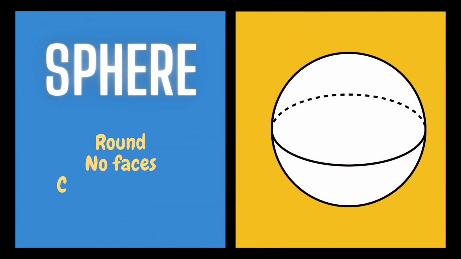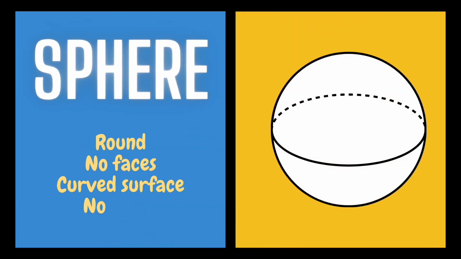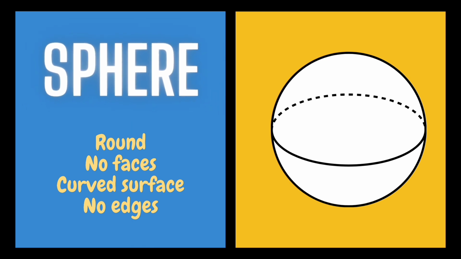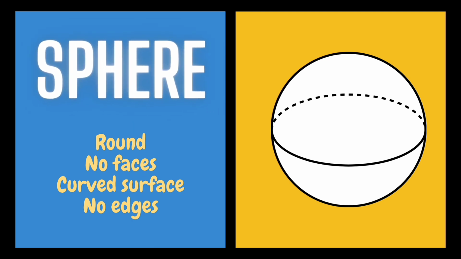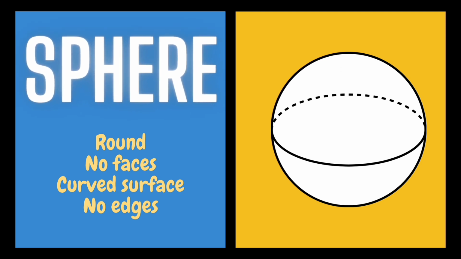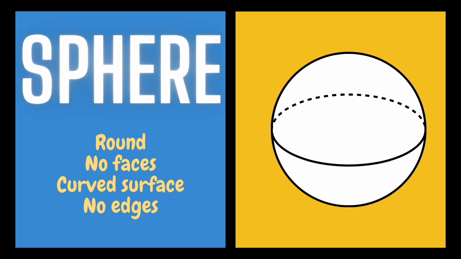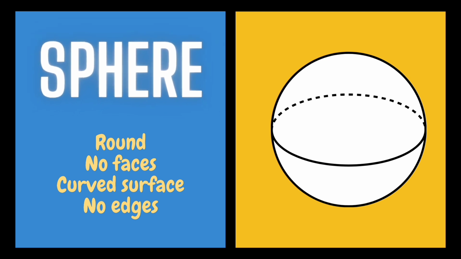The first shape we have here is a sphere. Can you say sphere? Good job. A sphere is round. It has no face. It has a curved surface and no edges.